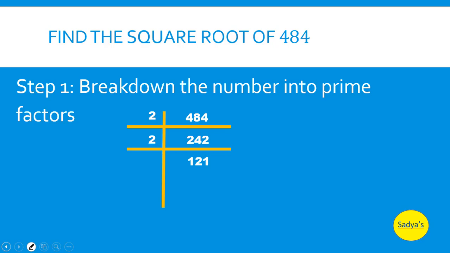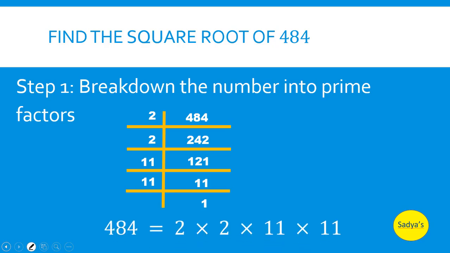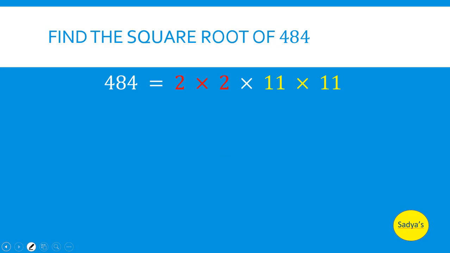Which is the next prime number after 7? It is 11. So does 121 come in the table of 11? Yes. 11 11s are 121. So 121 is divisible by 11. 11 divided by 11 gives us 1. So we are done with the division part. Now write down the number in terms of product of its prime factors. 484 is equal to 2 multiplied by 2 multiplied by 11 multiplied by 11. So again I have written 484 is equal to 2 multiplied by 2 multiplied by 11 multiplied by 11.